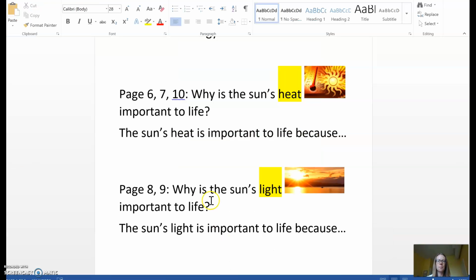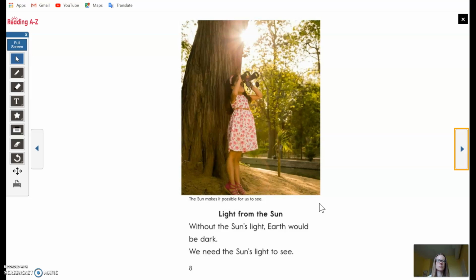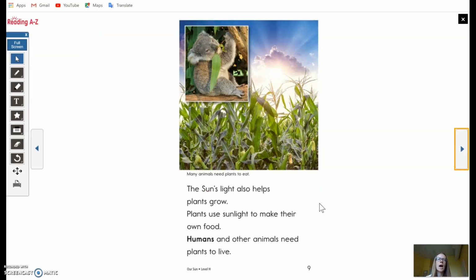Thinking about what you just read, why is the sun's light important to life? Think and say, the sun's light is important to life because. I could say, the sun's light is important to life because it allows people and animals to see. You could also talk about how the sun helps plants to grow, and people and animals need to eat plants.